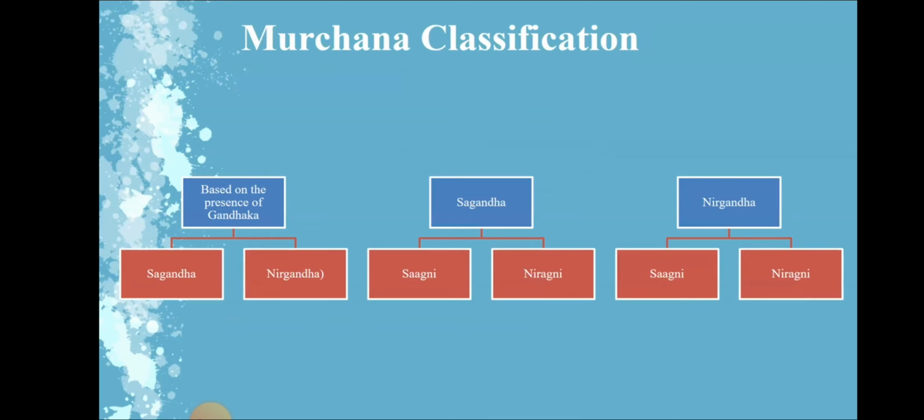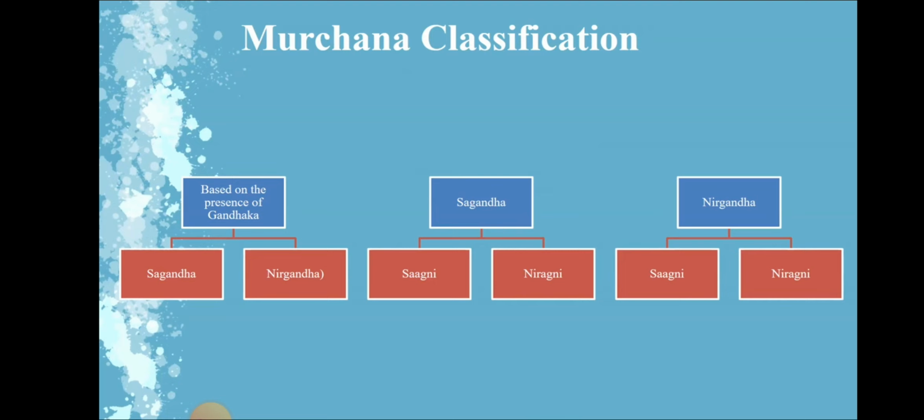Next is the classification of Murchana. Based on the presence of Gandhaka as an ingredient, it is divided into two: Sagandha Murchana and Nirgandha Murchana. Mercury with Gandhaka is Sagandha Murchana, and mercury without Gandhaka is Nirgandha Murchana. Each of these is again divided into two types based on the application of heat: Sagni and Niragni.